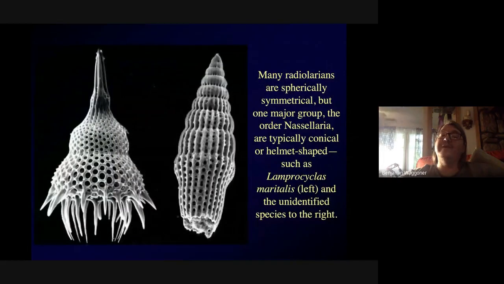Many of them are spherically symmetrical, but there's one major group within the rads where the skeleton is typically conical or sometimes said to be helmet-shaped. So there you've got a conical one on the right. The one on the left, I guess you could wear that as a helmet. It looks like the kind of thing the orcs would wear in Lord of the Rings, if you ask me. But there you have it. They're not all spherical. Some of them are cones.